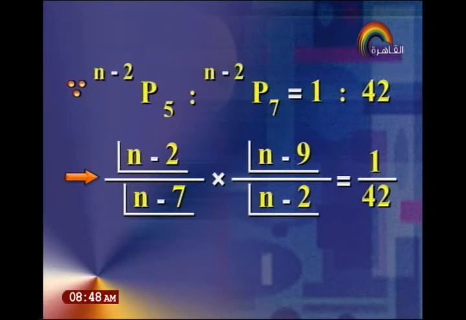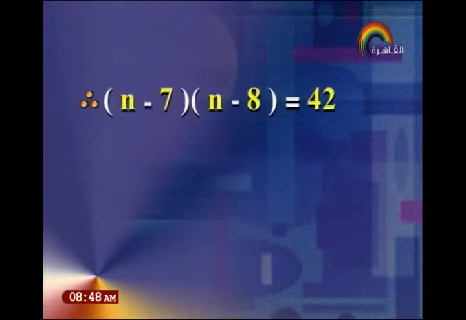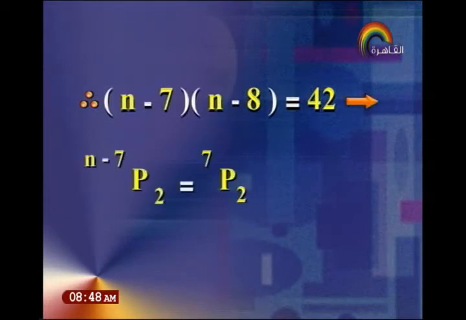By using deducing, we deduce that (n-7)(n-8) equals what? 42. What do you mean? 42 means 7 times 6. Then (n-7)P2 equals 7P2. Then n equals what? In this case equals 14.